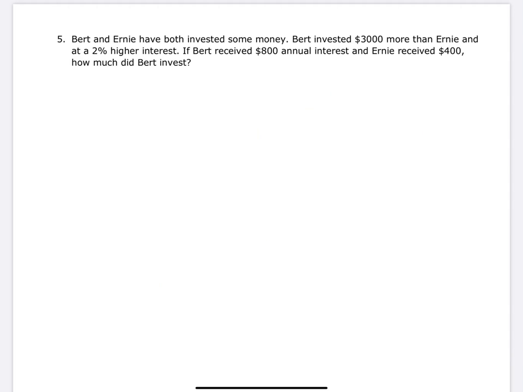Okay, Bert and Ernie both invested some money. Bert invested $3,000 more than Ernie, and at 2% higher interest. If Bert received $800 annual interest and Ernie received $400, how much did Bert invest?